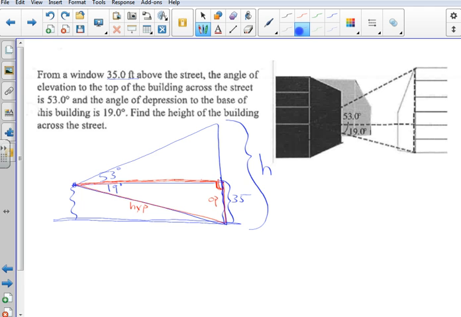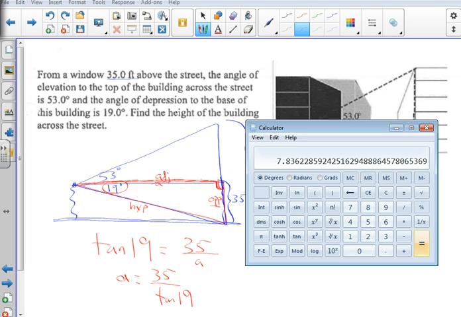This is the opposite, as long as we're considering this angle, and this would be the adjacent. So I know the adjacent and opposite. So I need the tangent of that 19-degree angle is equal to 35, the opposite side, over the adjacent. I'm just going to call that A. That means A is going to be 35 divided by the tangent of 19 degrees.